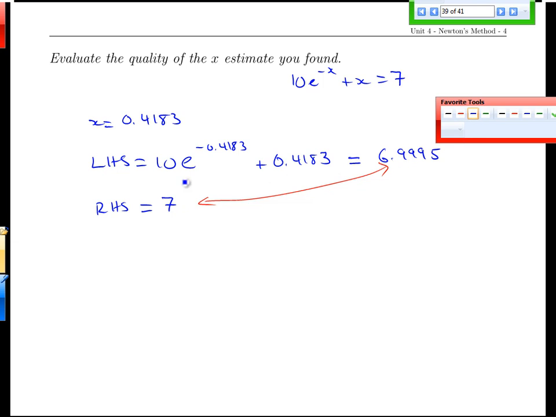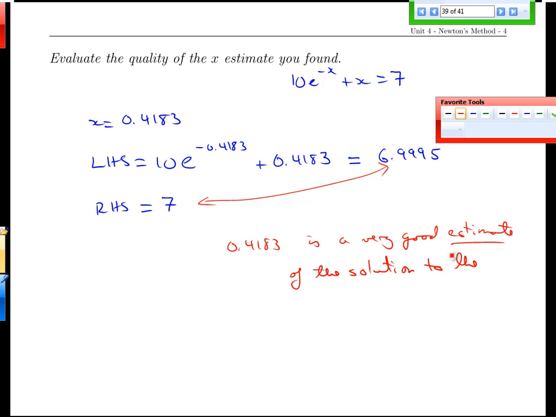And so we can confidently say that this value is as close as we probably care for this contextless application to the exact x value. It's very, very close, because both sides of the equation are very, very close when we sub it in. And so that's some reassurance. 0.4183 is a very good estimate. And just notice that caveat. It's an estimate, not exact, of the solution, or of a solution to the original equation.